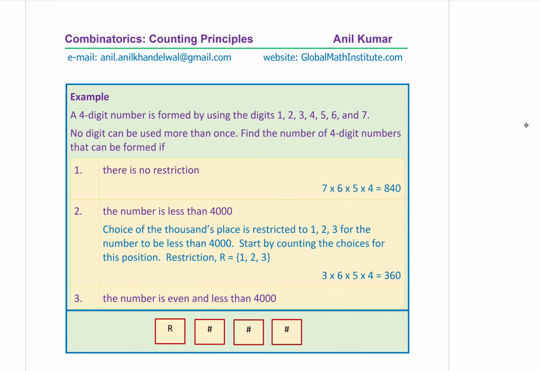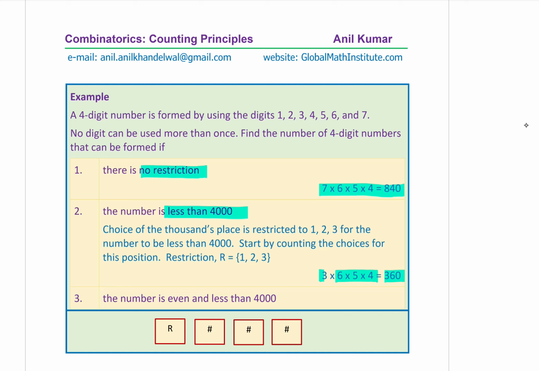Well, the first case was very clear, no restrictions at all, and you found it will be 7 times 6 times 5 times 4, getting the answer of 840. No restrictions. Now, in the second case also, we saw that we wanted a number which is less than 4,000. So first position was restricted to 3 choices, 1, 2, or 3, and then 6, 5, and 4 were the choices, and this results in 360 choices.